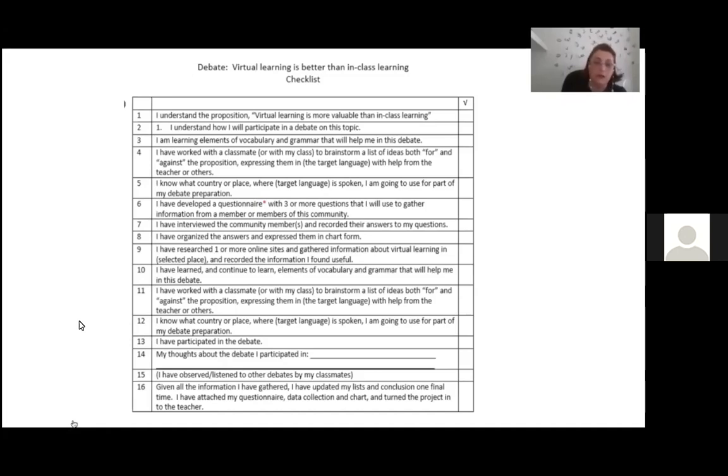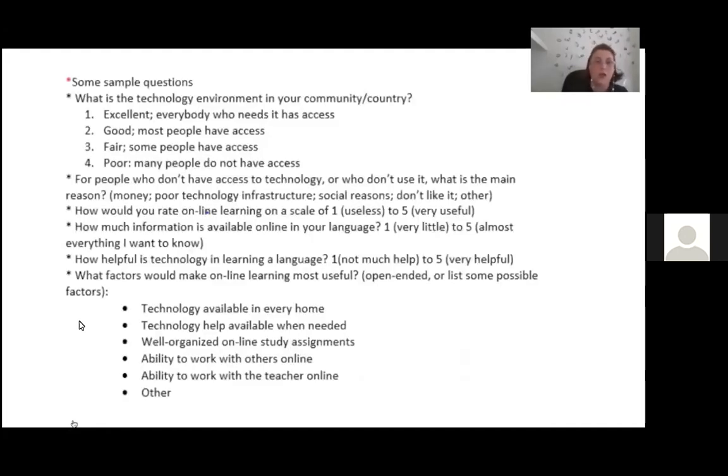In the second slide that we have here, these are some samples of the questions. What is the technology environment in your community? And you can read them in your spare time and understand these questions.